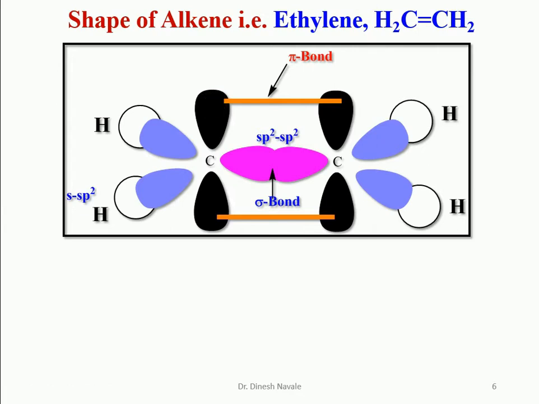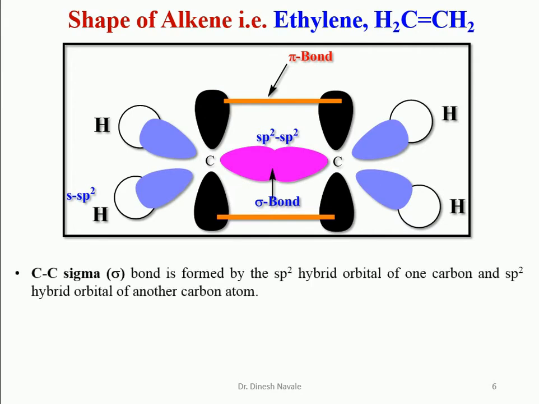In the case of the carbon-carbon single bond, which is the sigma bond, out of the double bond, one is sigma and one is pi. The sigma bond between the carbons will be formed by the sp2 hybridized orbital of one carbon atom and the sp2 hybridized orbital of the other carbon atom. So as we have discussed, the sigma bond will be formed by simply overlapping the sp2 hybridized orbital of one carbon atom and the sp2 hybridized orbital of the other carbon atom.